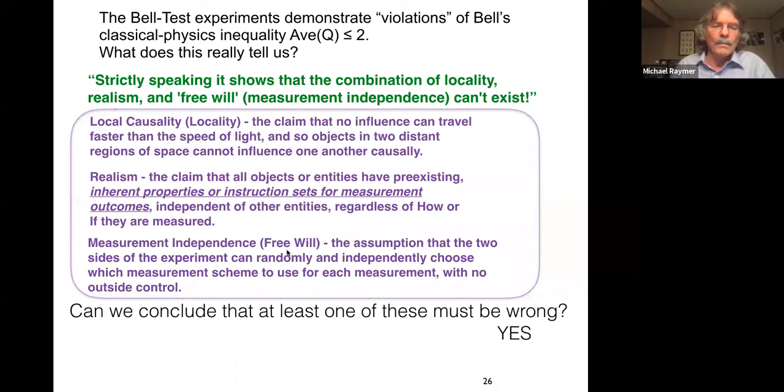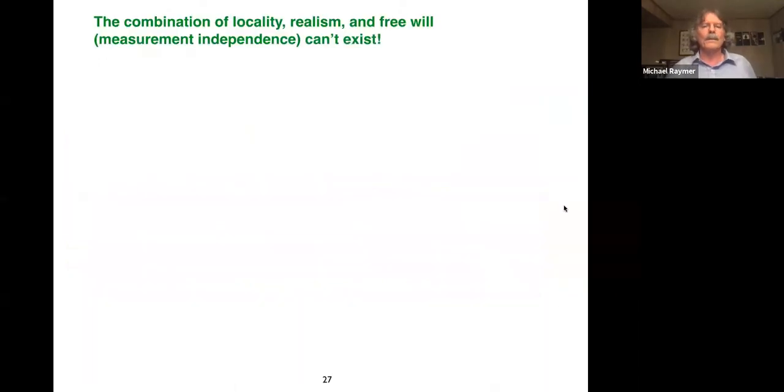Okay, realism. Well, we know that baseballs and arms and legs are real, and they have real properties, but you can't really say that about photons and electrons. So maybe that's the one that's false. So what should we do?